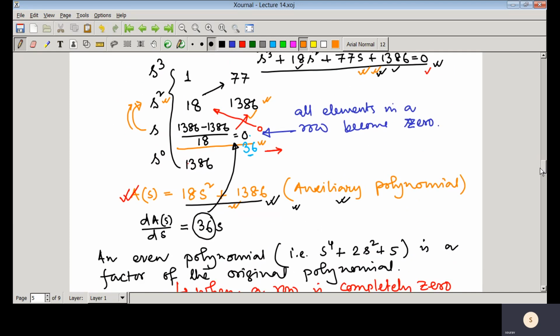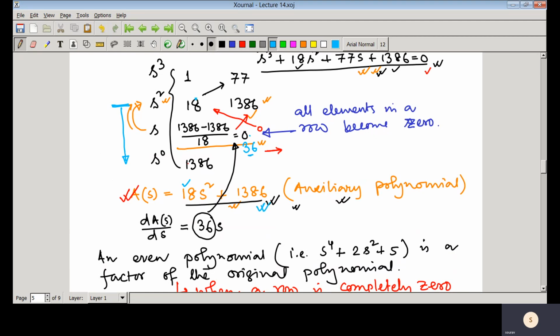Here, actually, this is that auxiliary polynomial, 18s square plus 1386, and this part of the Routh table says about the roots of this particular even polynomial.